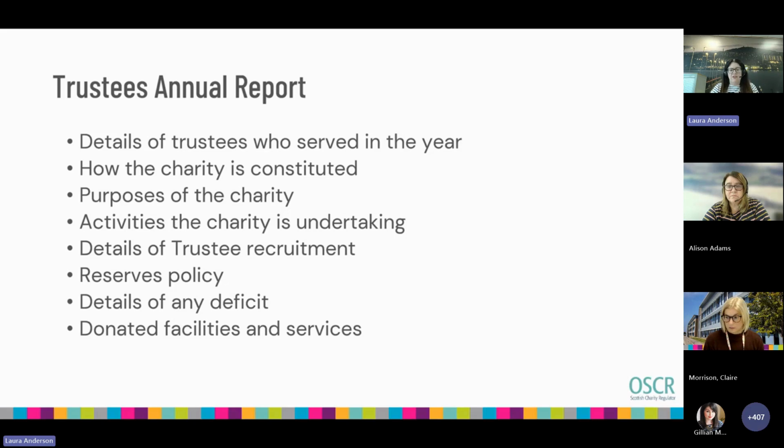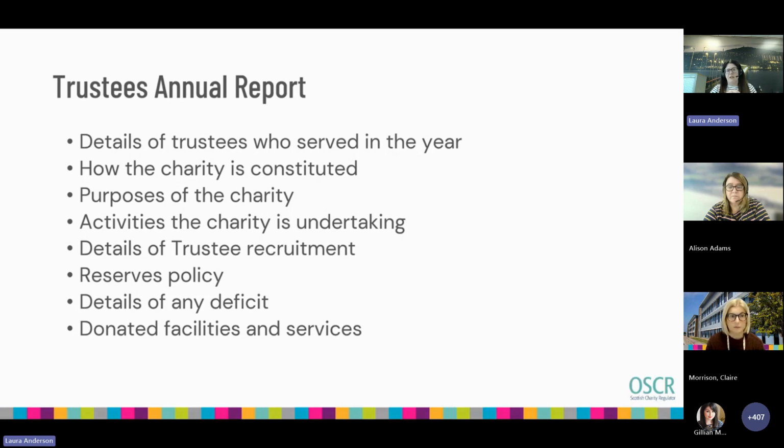The report also needs to include information about the level of reserves held by the charity and why those reserves are held. So talking about the policy that the charity has here and how it's doing in line with that policy. If the charity's incurred a deficit during the year, so that means it has spent more than it has received in terms of money, then there should be an explanation of how that happened and the measures that have been taken, if required, to rectify that position. And also, many charities benefit from services or facilities which are actually donated to the charity.